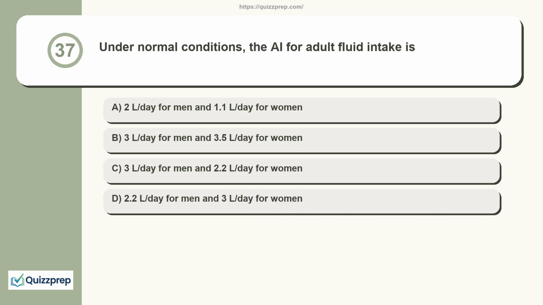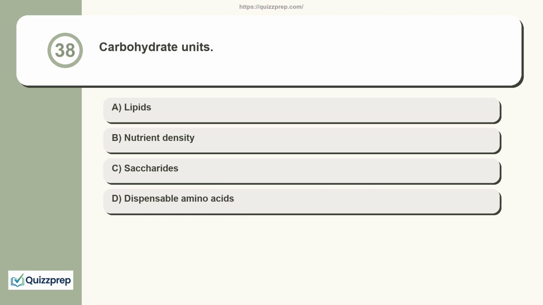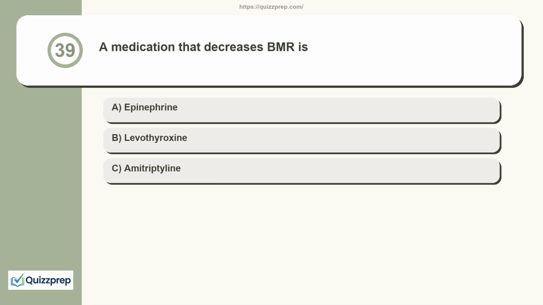Question 37. Under normal conditions, the AI for adult fluid intake is 2 L/day for men and 1.1 L/day for women, 3 L/day for men and 3.5 L/day for women, 3 L/day for men and 2.2 L/day for women, 2.2 L/day for men and 3 L/day for women. Question 38. Carbohydrate units: lipids, nutrient density, saccharides, dispensable amino acids. Question 39. A medication that decreases BMR is epinephrine, levothyroxine, amitriptyline.